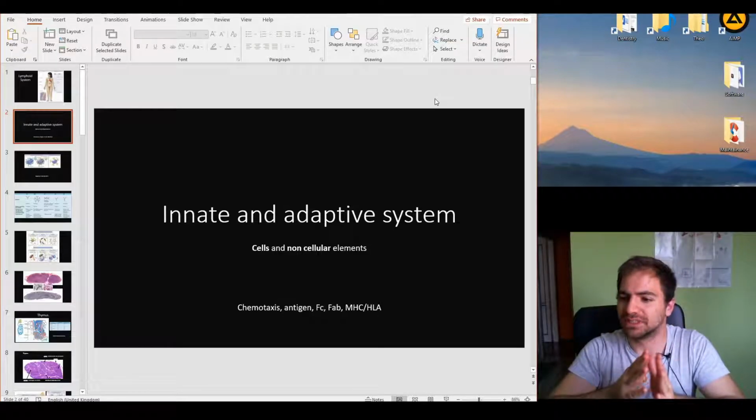Now let's talk a bit about the antibodies and the two different portions. We have, of course, many different types of antibodies. We have the IgMs, IgGs, we'll discuss them in a bit.